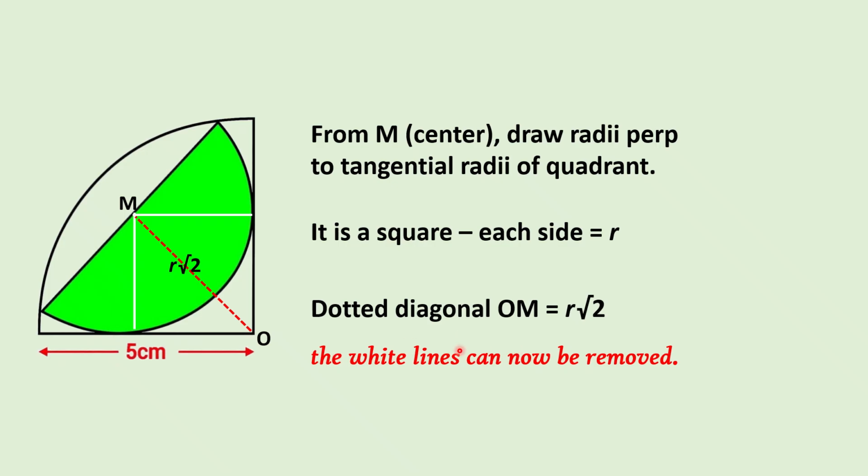Now the white lines can be removed. In fact, we had to draw these white lines only to find the length of OM. Now we know that OM is equal to R root 2. From the next slide, the white lines will be removed because we no longer need them.